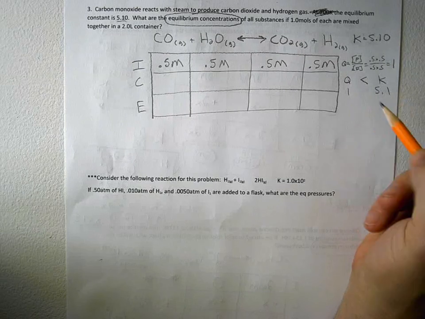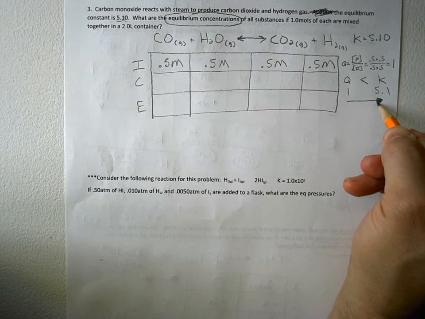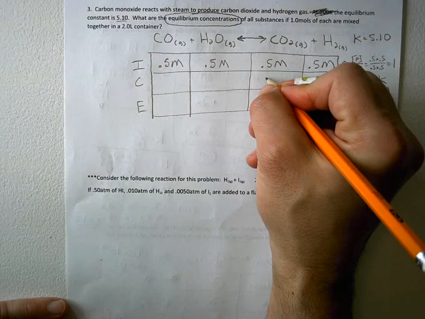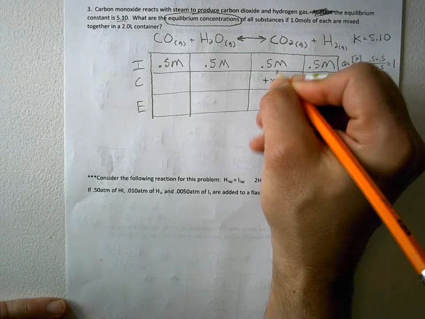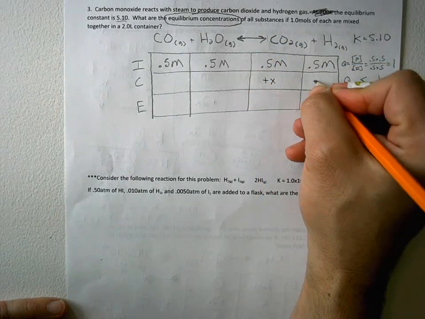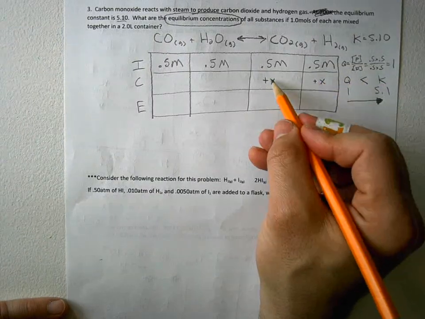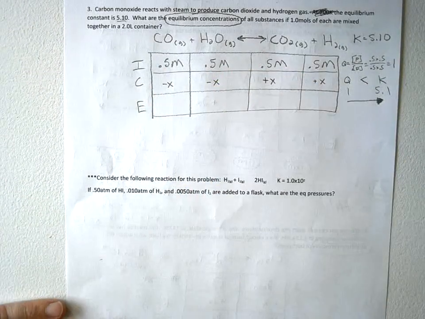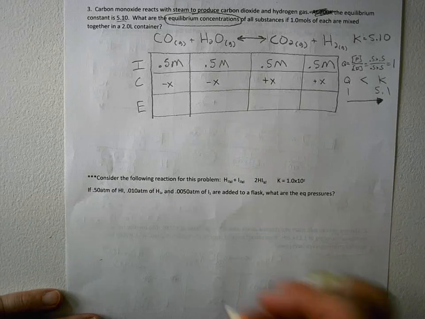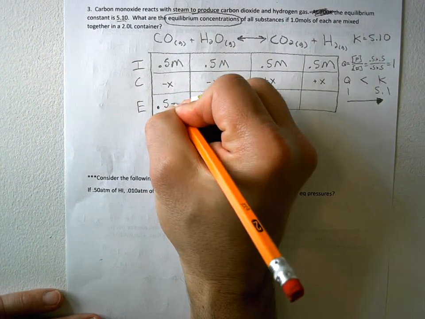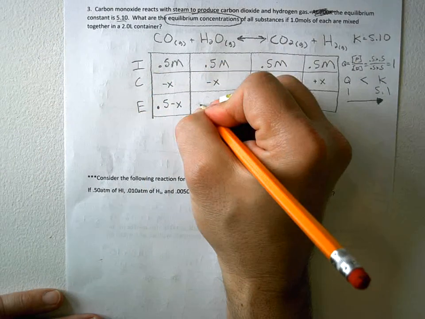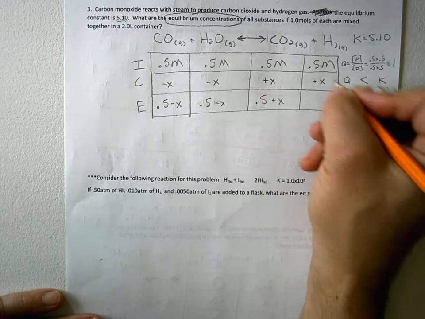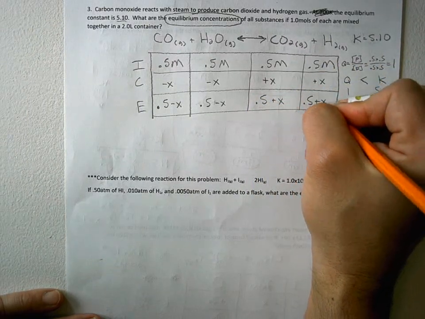So since K is greater than Q, this reaction is going to favor the forward reaction for a bit until we reach equilibrium. So that means that the CO2 is going to go up, so that can be plus X, and it's 1X because the mole ratio is 1 again. The H2 will also be plus X. And if the products are going up because the reaction is shifting to the right, that means the reactants must go down. Now this one looks like it's going to be obnoxious, but we'll see in a little bit why it's not that bad. So this is going to be 0.5 minus X, 0.5 minus X, 0.5 plus X, and 0.5 plus X.